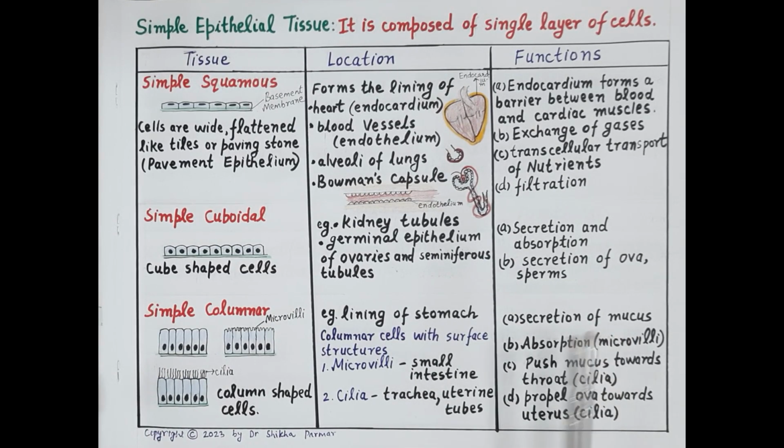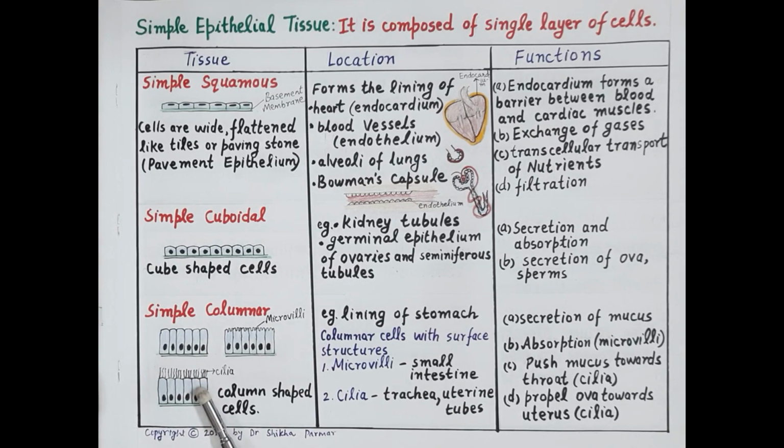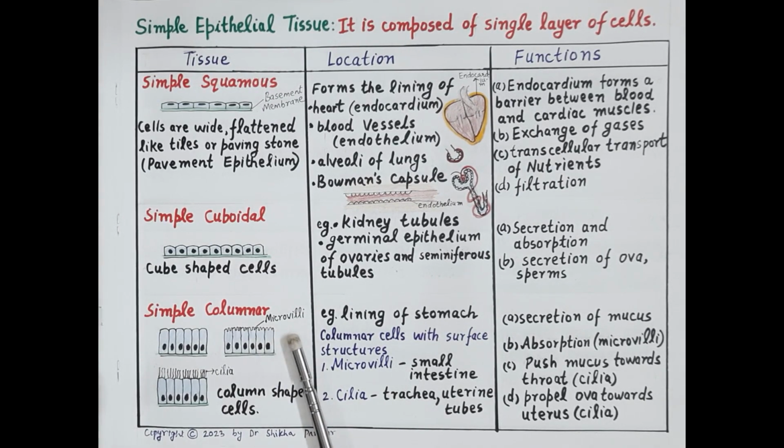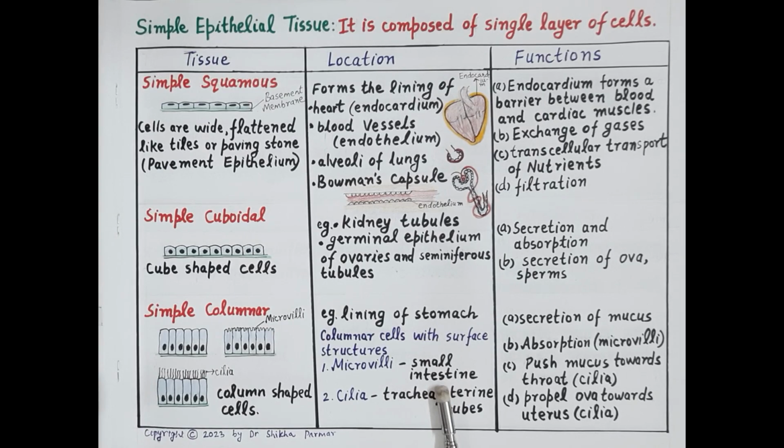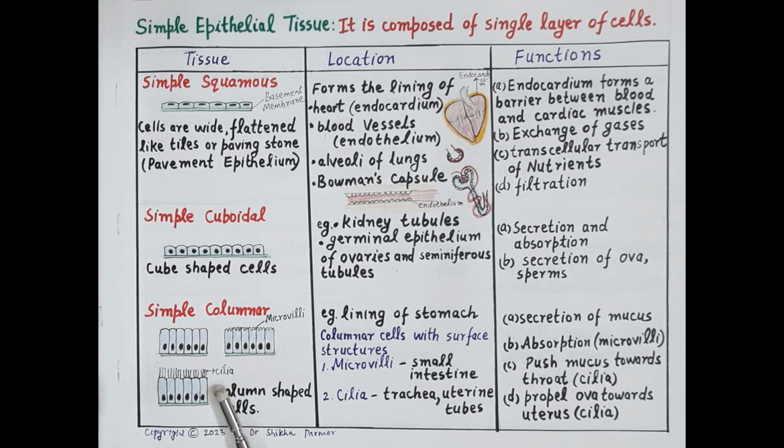Now, columnar cells with surface structures like microvilli and cilia are also commonly found in the body. These microvilli increase the surface area of the columnar cells. So, these cells with microvilli are found in the small intestine, where they are involved in the absorption of nutrients. Then cilia are hair-like projections that move substances.